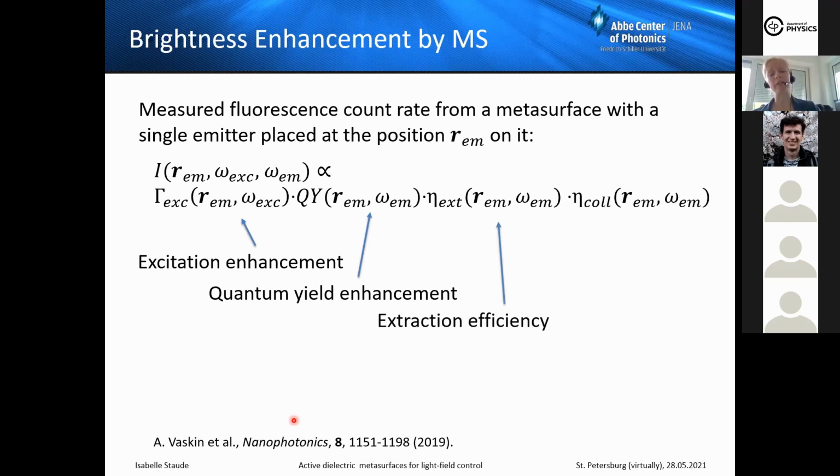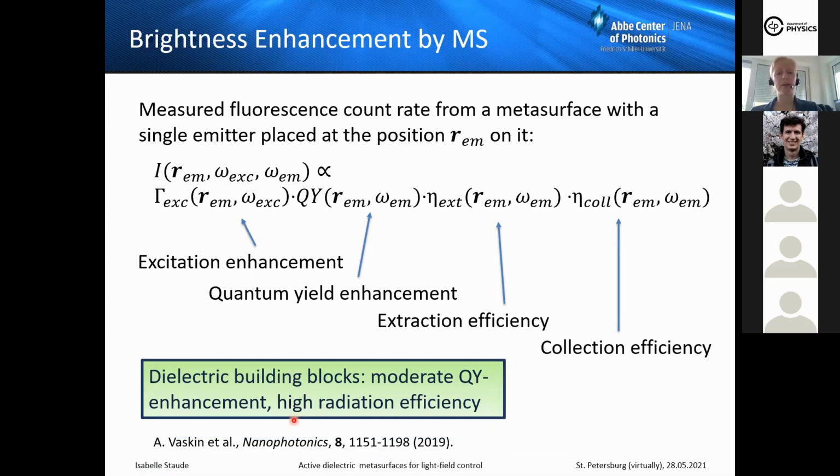Then there's the extraction efficiency, just how much light we really get out of this metasurface slab, and also the collection efficiency. Typically you need some kind of optics to collect the light that you're generating, and this typically has a certain NA, numerical aperture. So if you manage to direct the light more efficiently towards the detector and collect it, this can also enhance the measured fluorescence count rate.